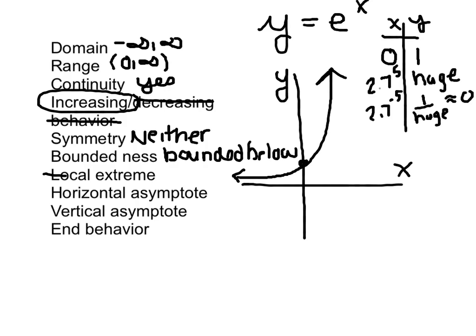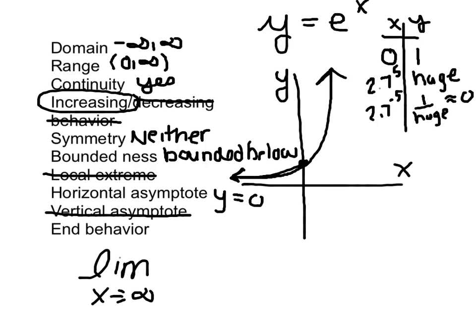It has no max or min. It has no vertical asymptote. It does have a horizontal asymptote at y equals 0. That's right here where it's approaching 0. And the end behavior is written in limit notation. The limit as x goes to infinity of the function.